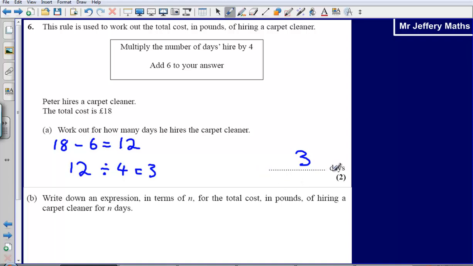hire. We can then check that by putting this number into the formula. So 3 multiplied by 4 gives us 12, add 6 gives us 18, and that is the amount that we're given here. So this must be correct.